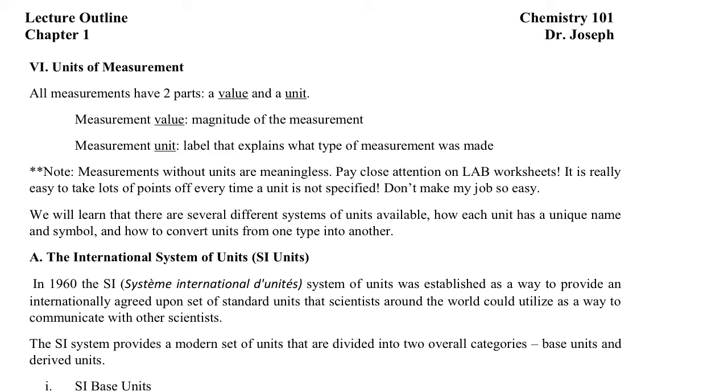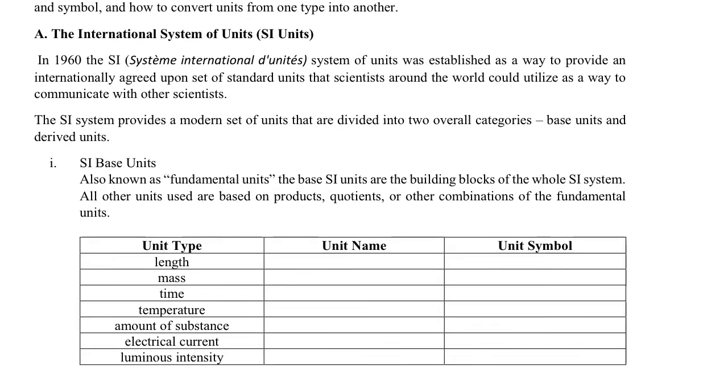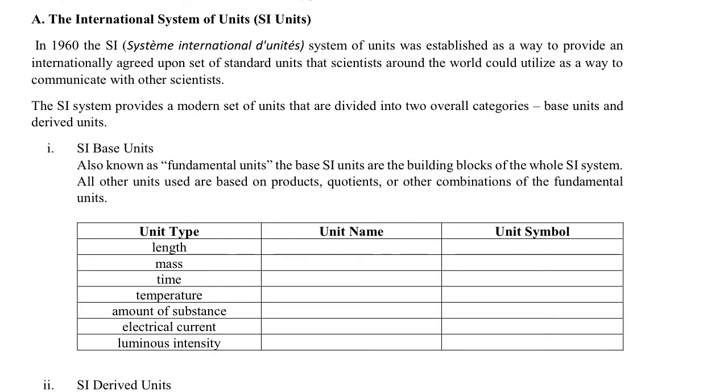We will learn about two different systems of units that are available. The first system is called the SI system of units. The SI system was developed in the 1960s and is based largely in part on the metric system that we will probably focus more on in this class.